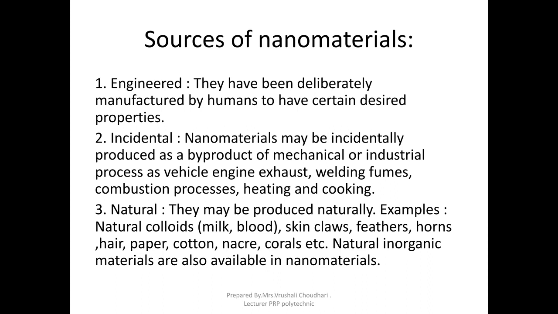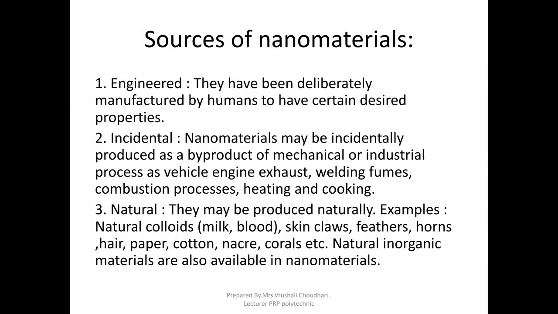When we observe an engine exhaust, it comes from the engines carrying carbon particles which are very small in size, and that is also called nanomaterial. They are also produced naturally, like natural colloids, that is a mixture of fat with water, or blood, feathers, horn, hair, paper, cotton, corals, etc. Natural inorganic materials are also available as nanomaterials.